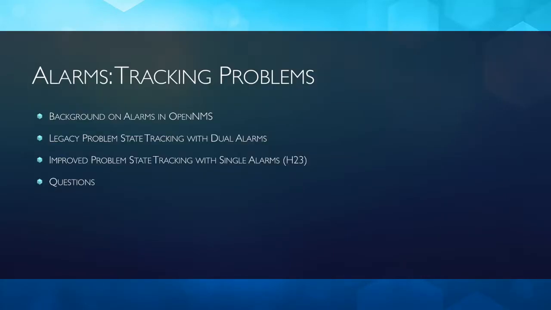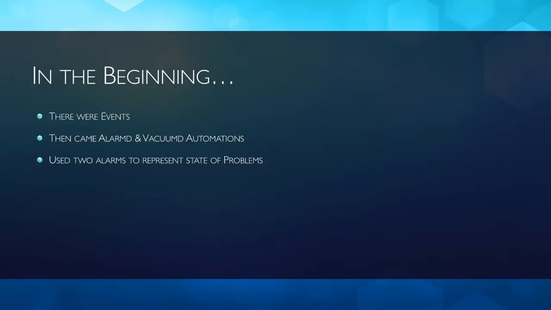First thing, I'll probably talk a little bit about how alarms became the way they were in OpenNMS and that legacy problem state tracking. Then we'll move on to how we're doing it with a single alarm, and then if you guys have any questions, we'll do that.